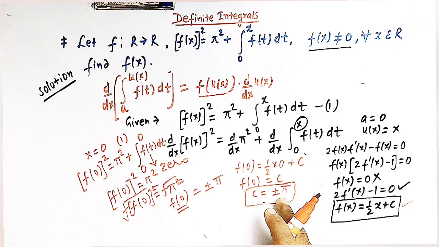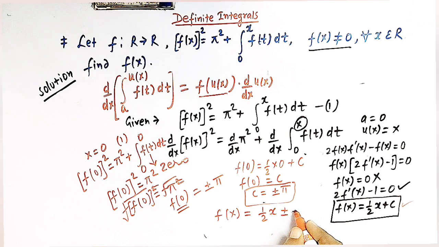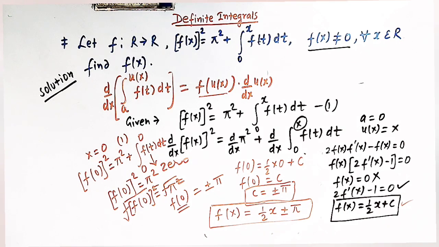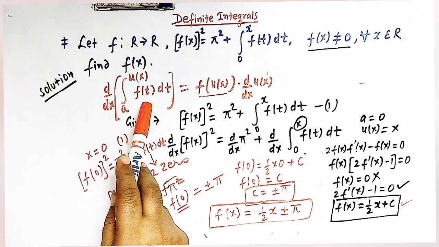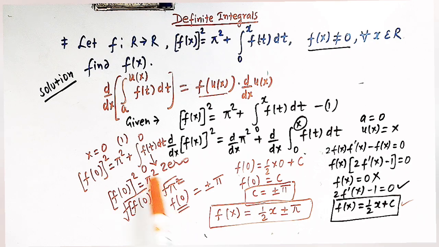So let us resubstitute it in this equation. So we have now the value of f of x is equal to half times x plus minus pi, right? So this is the required function, that is f of x, which is half x plus minus pi. So viewers, this is how by the application of this rule, which is the modified form of Leibniz integral rule, we can solve these kind of problems very easily.